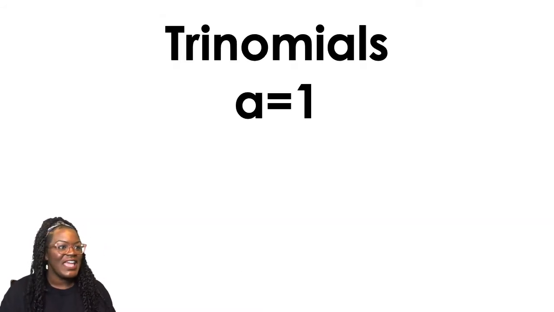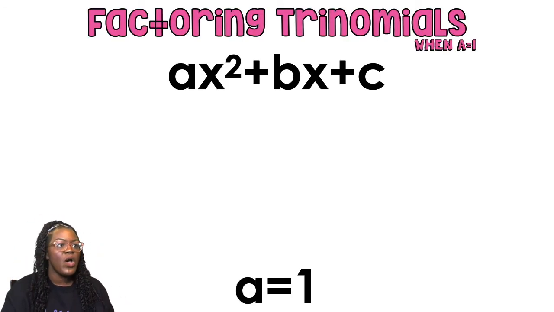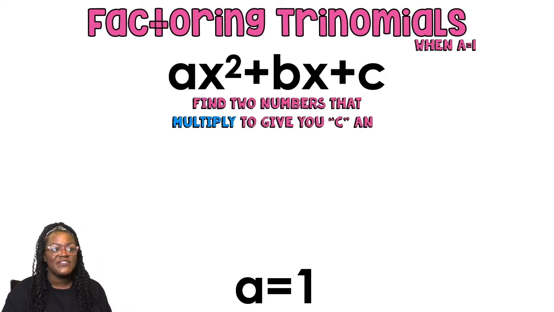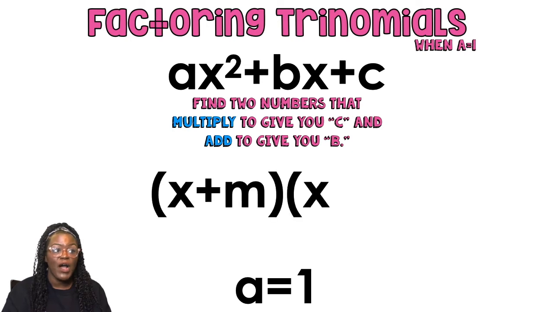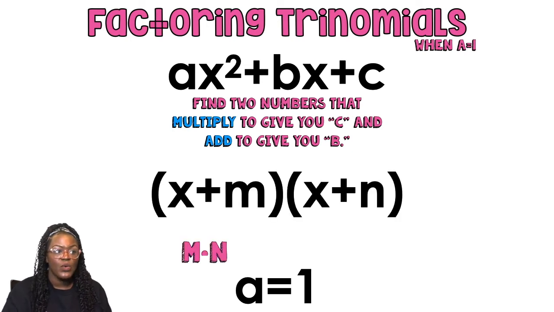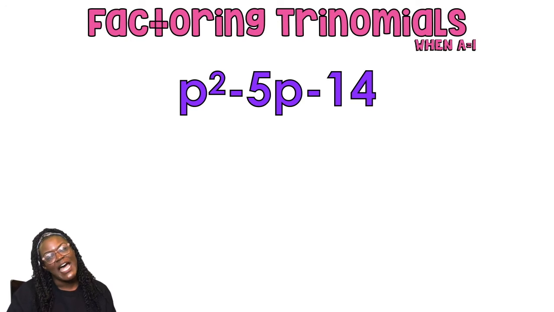Okay, A equals 1 trinomials. You got this. So when I have a trinomial and A is equal to 1, I need to find two numbers that multiply to give me C, and those same two numbers need to add to give me B. Because remember, we're breaking apart a trinomial right now. So M times N has to equal C, and M plus N has to equal B. This is what we just went over in our prior knowledge section. So, you're like, that was a lot of words. I got you. It's fine.